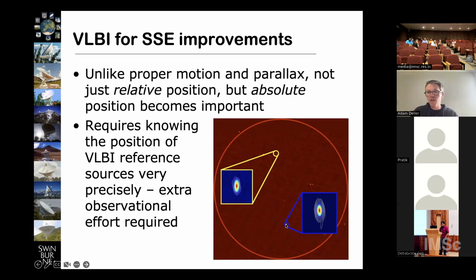If its true position is over here, we've dragged it down like this, and what's going to happen is the pulsar is also going to be dragged away from its true position. So our imperfect knowledge of where our calibrator source is will be transferred to the target. So to get this right, all we need to do, very easy, is just get the positions of our reference sources very, very precisely. And I'm being facetious because it's not quite that simple.